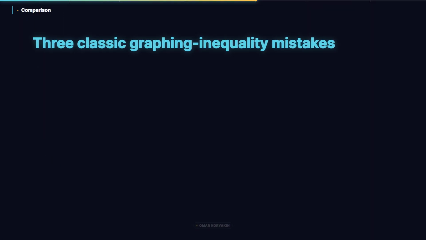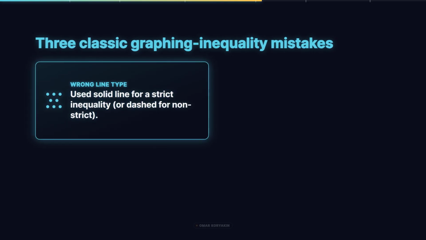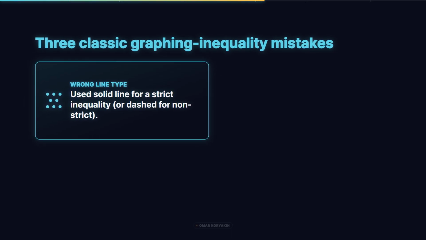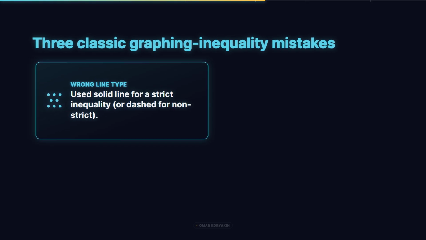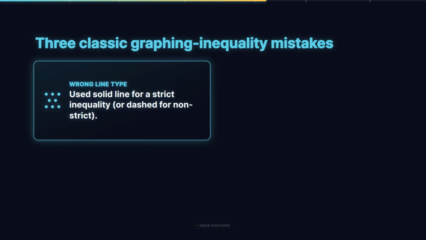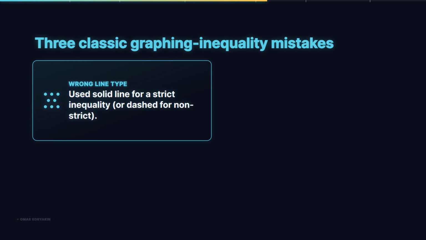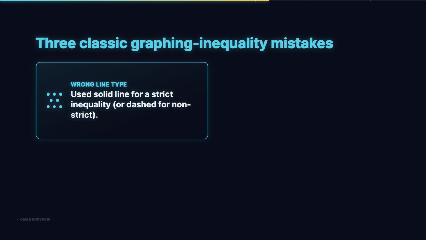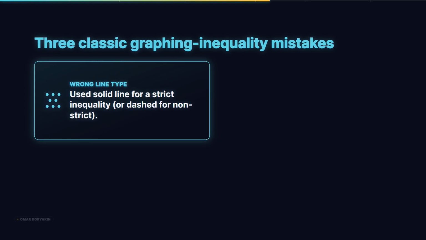Three mistakes that catch every algebra student during their first weeks of half-plane graphing. Each one is fixable with a small explicit habit applied on every problem. First mistake, choosing the wrong line style for the strictness of the inequality. A student looking at y greater than 2x minus 1 draws a solid line when the strict inequality requires a dashed line. Or vice versa, a student looking at y greater than or equal to 2x minus 1 draws a dashed line when the non-strict inequality requires a solid line.